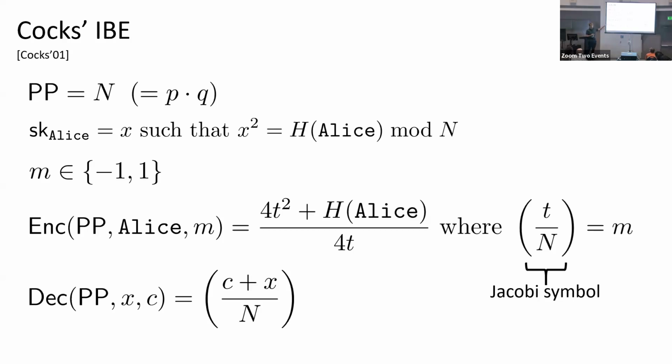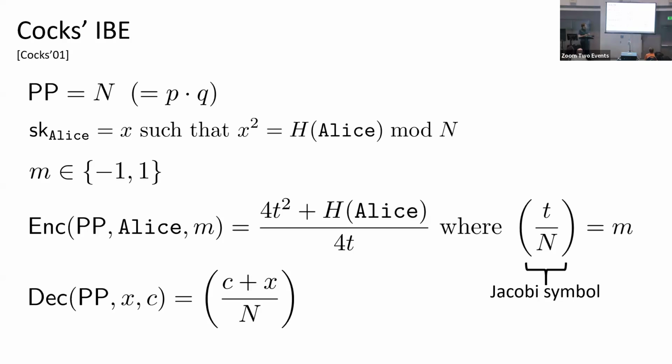In Cocks' original description, the factors of 4 weren't there, but I changed things to make things a little more consistent throughout the talk. And this t is chosen so that the Jacobi symbol of t mod n is equal to m. The Jacobi symbol is a map from the elements of Zn into -1, 1, or technically, if you're not coprime to n, it could also be 0, but we're not worried about that case. So this is how encryption works, and to decrypt, Alice takes her x, the square root of the hash of Alice, computes c plus x, where c is the ciphertext, and computes the Jacobi symbol mod n.